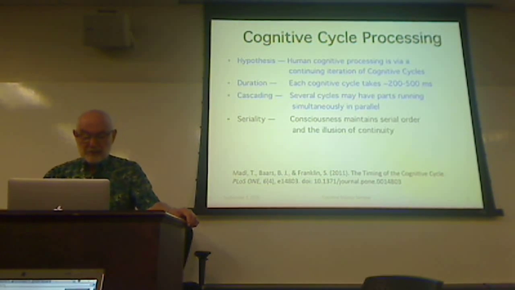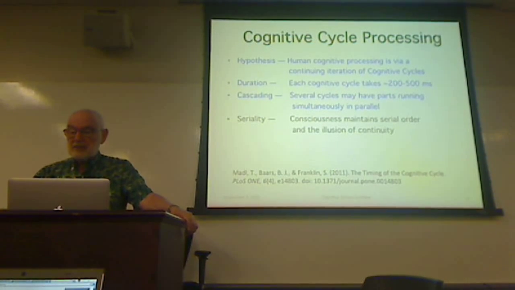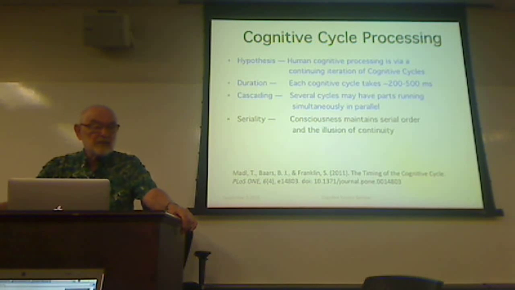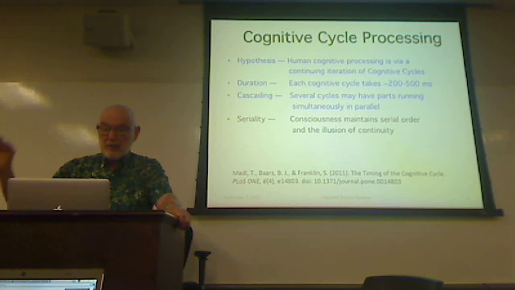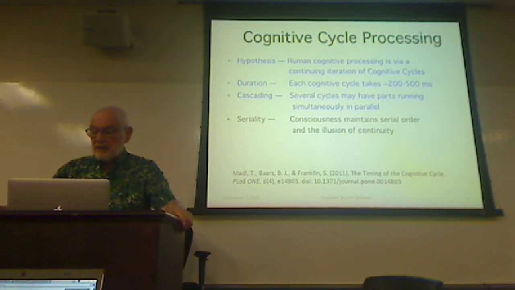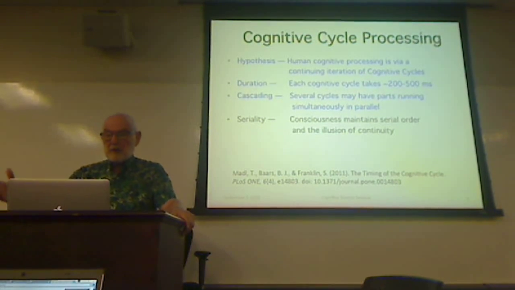But there's also some seriality to it, in that consciousness maintains a serial order and maintains the illusion of continuity. Now, why do I say illusion? We are actually continuous in little frames, like movie frames, with times in between that we're not conscious. It's discrete rather than continuous.